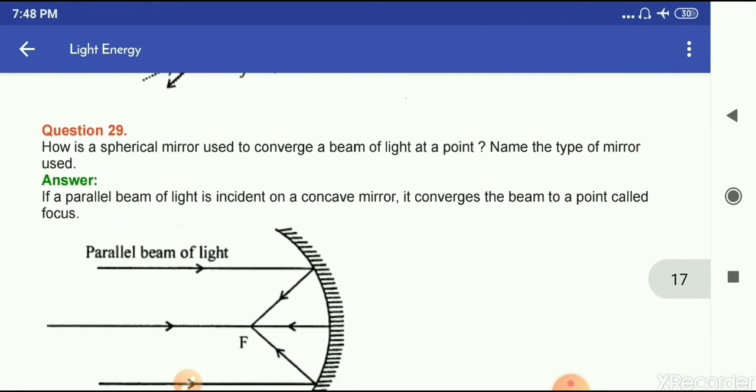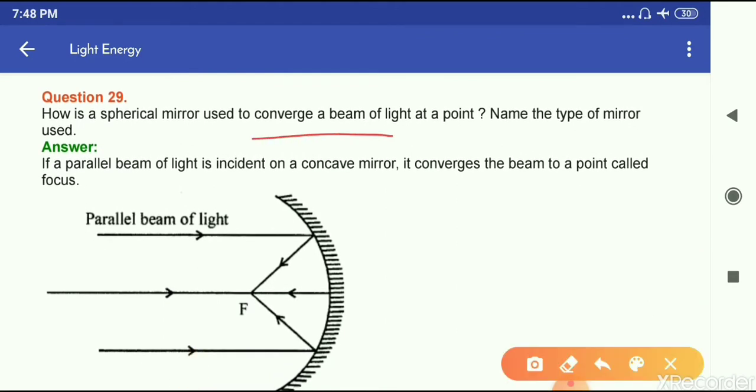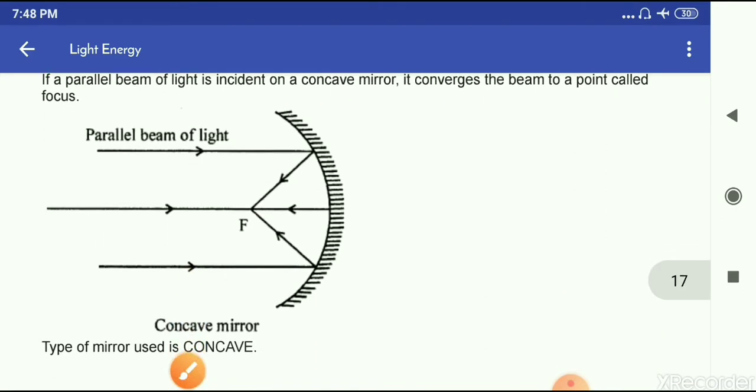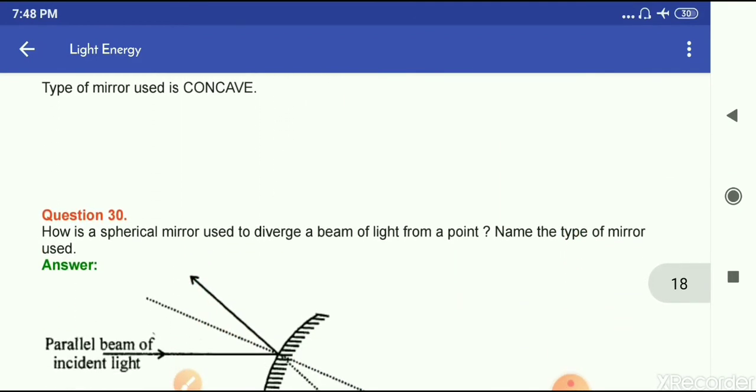Now question number 29. How is a spherical mirror used to converge a beam of light at a point? Name the type of mirror used. So if a parallel beam of light is incident on a concave mirror, it converges the beam of light to a point called focus. Okay, you have to draw this diagram. The type of mirror is concave mirror.